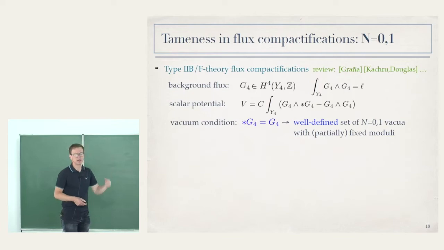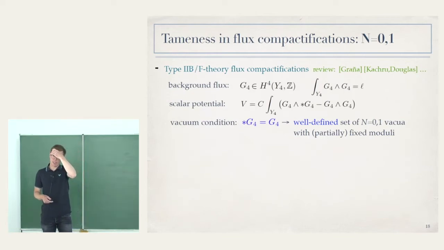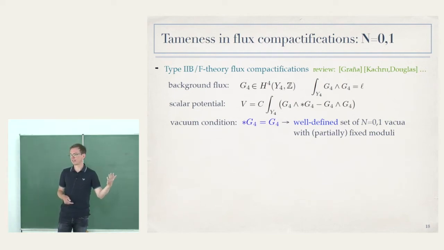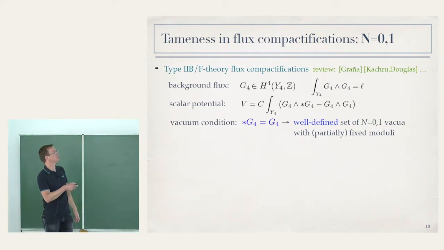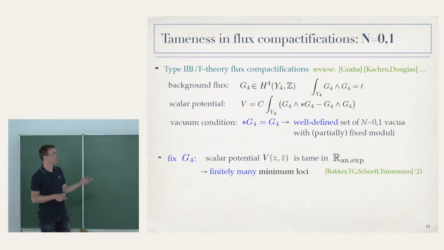Okay, now, so far, I only told you examples where coupling functions are tame and where field spaces are tame, but you can show even, and that's what our general theorem is about, that parameter spaces can be tame or have to be tame when they come from string theory. If we look at these flux compactifications, which are really well understood, which have these vacuum conditions, you can show that the scalar potential is a tame function. So it has only finitely many minima if you fix the flux.